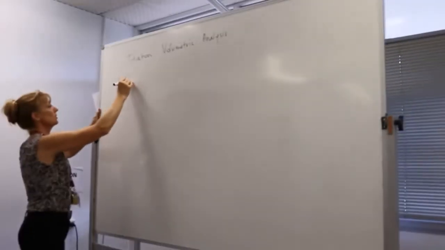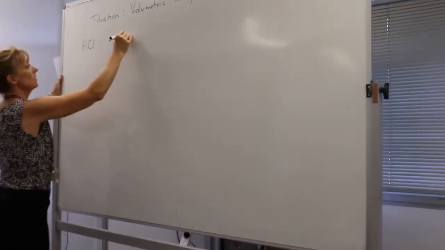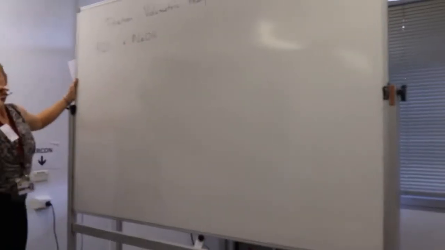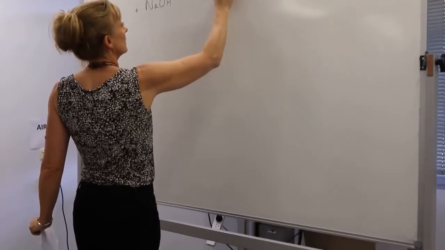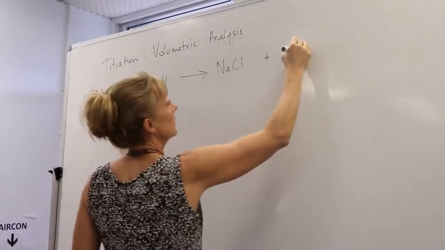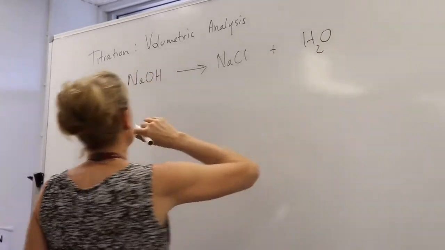Titration is a form of volumetric analysis, so using volumes of liquids to work out or solve a problem. This is a way of finding out an unknown concentration using a known concentration. The best way to explain this is to use a common example of HCl, which is what you're going to be doing, plus sodium hydroxide. This is a neutralization reaction, isn't it? Acid plus a base gives, what does it give? Salt and water. Salt and water. There we are.